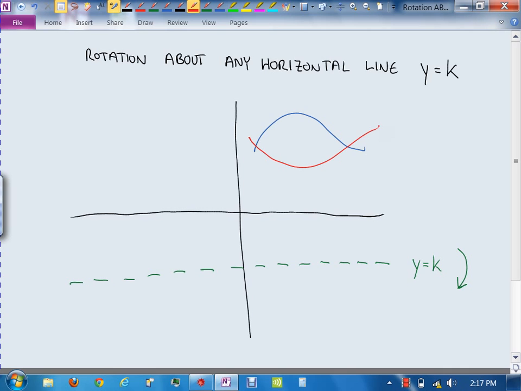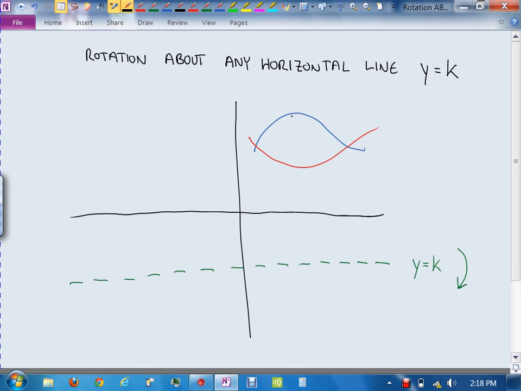And if you wrap that region around that line, it's almost like wrapping it around the x-axis, isn't it? But it's not the x-axis. So what's the difference between wrapping that around the x-axis versus the line y equals k as I have it drawn? It's going to be a bigger gap, right? A bigger inside of that washer. So how do we account for that? Yeah, it changes our radius.